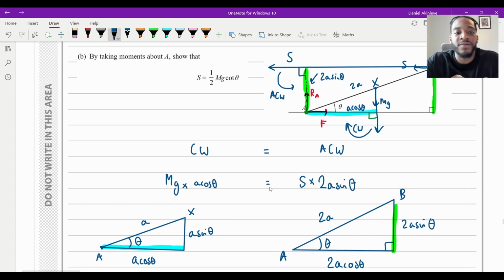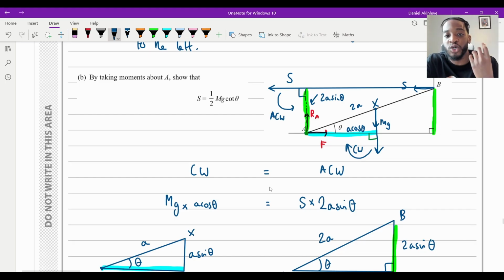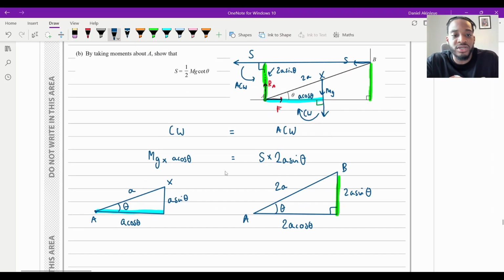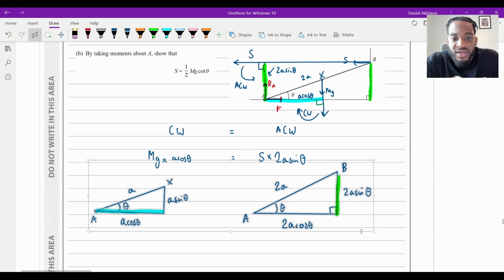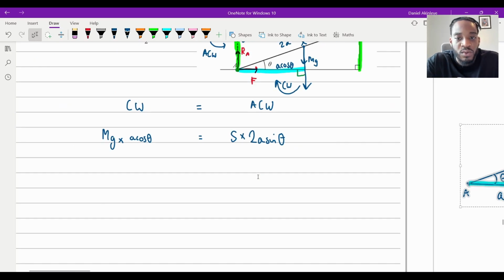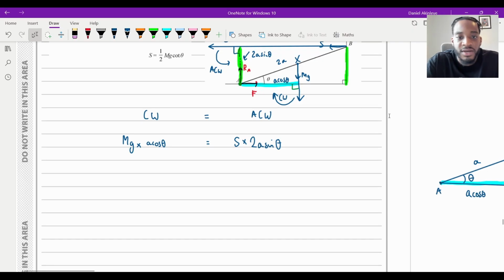So I get this equation here. Now remember what we're trying to show. This is to show that question. We're trying to show that S is equal to half mg cot theta. Let me just move these triangles out of the way. So I'll just finish it off here. I'm going to just move these to the side here. So now we are here. Let me just put this here.